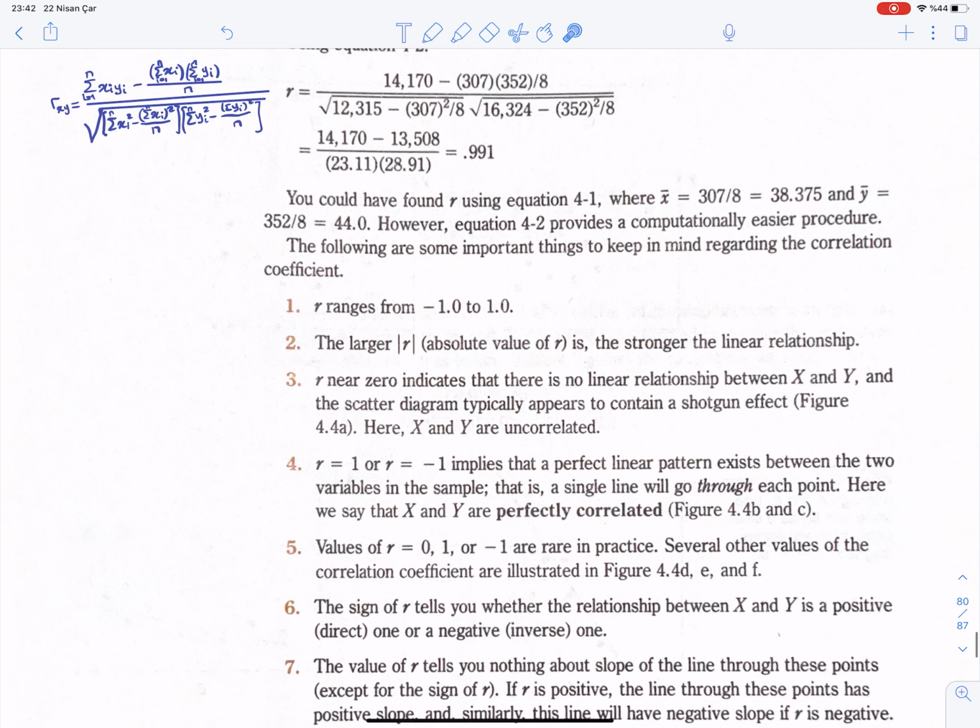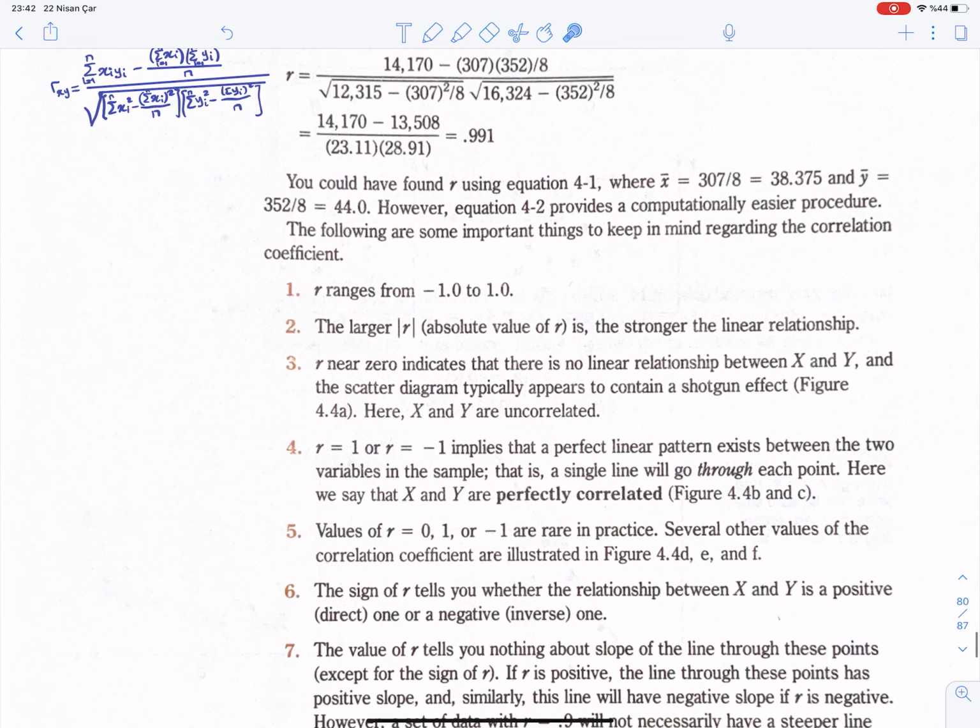Okay, some summary related to the correlation coefficient. According to the book, the following are some important things to keep in mind regarding the correlation coefficient. That's right, very much true. And this is the most significant result for the Pearson correlation.